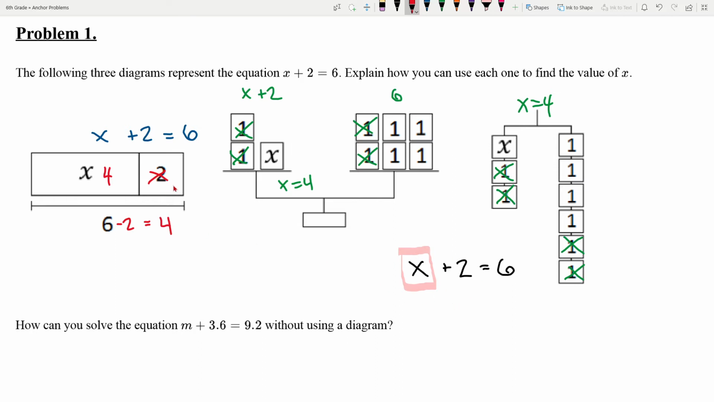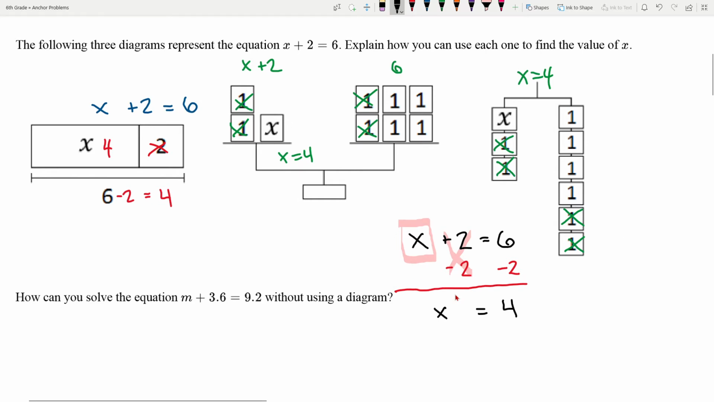Well, what did we do with all these? We subtracted 2, we subtracted 2, we subtracted 2. Well, what's the opposite of addition? Subtraction. So instead of adding 2, if I subtract 2 from both sides of this equation, x is left. This plus 2 minus 2 cancels out. It's 0, and that's what we kind of want here. X is going to equal 6 minus 2, which is 4. So we can use the opposite operation to help us solve.